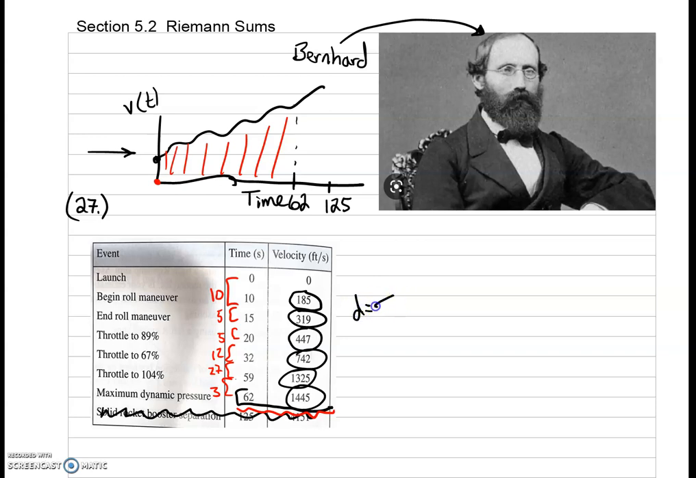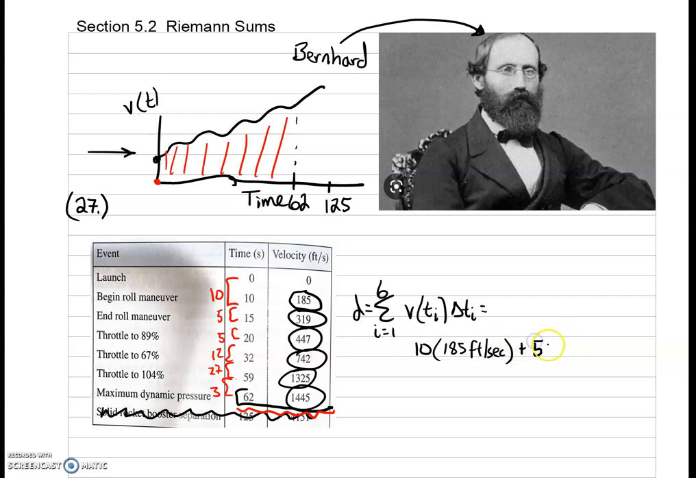So for our notation here, we're going to be starting at i equals 1, going to 6, and we are going to be multiplying the velocity at some time times the delta t, the change in time. And when we write this out, what you'll have is 185 is our first velocity, and we're going to multiply that times our first interval, which is 10.